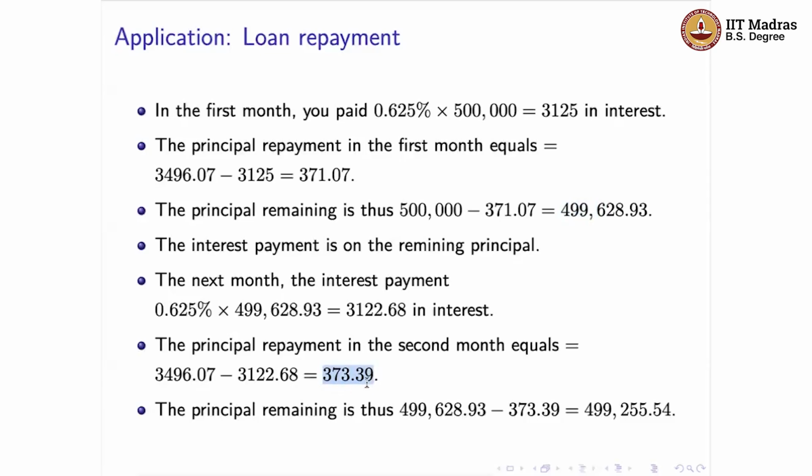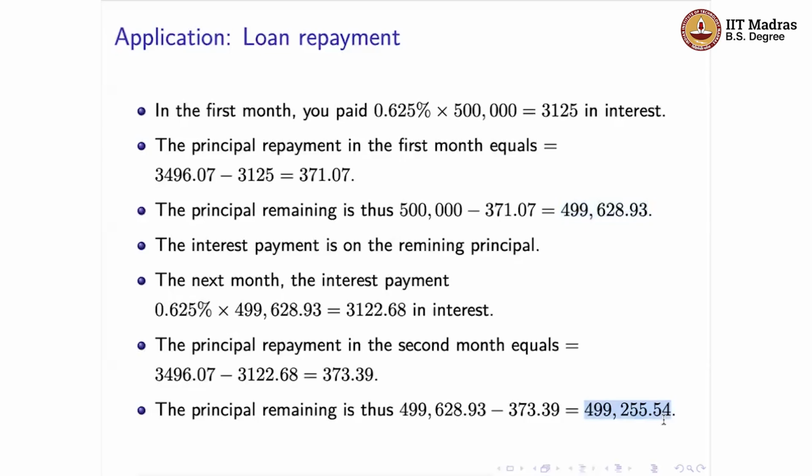Okay. So again, we can do the same calculation. So what is the principal remaining? Well, earlier this was the amount of principal that was left, 499,628.93. Now you have repaid 373.39. So the amount of principal that is remaining is 499,255.54.